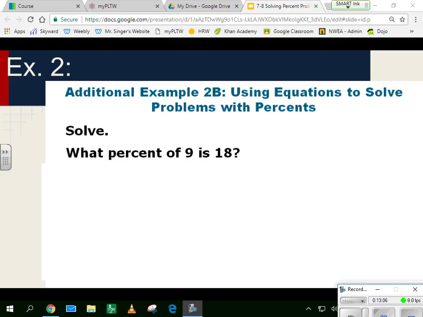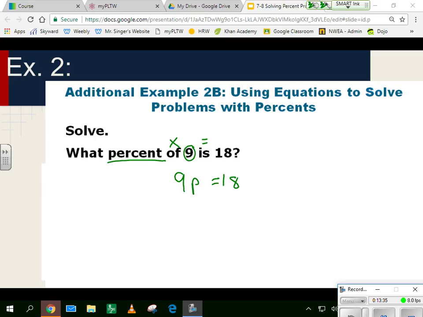All right, let's look at one more as an equation. I'll even set up the proportion for you in case you're interested. So remember, of means multiply, is means equal. So now we only have one thing to the right of the equal sign, so we're going to write equals 18. Now this time what we're doing is we're looking for a percent of 9, so we're going to have to multiply 9 and percent. So I'm going to do 9p, p standing for percent.